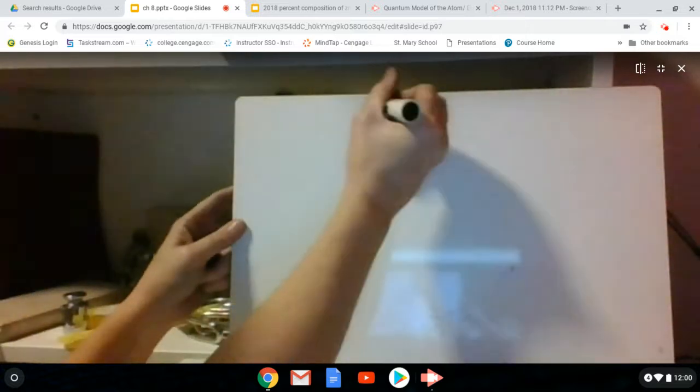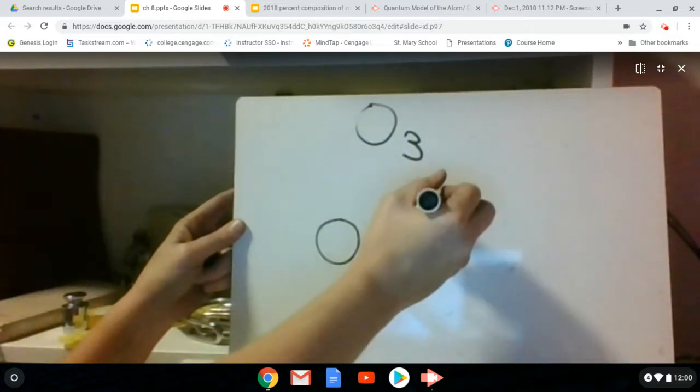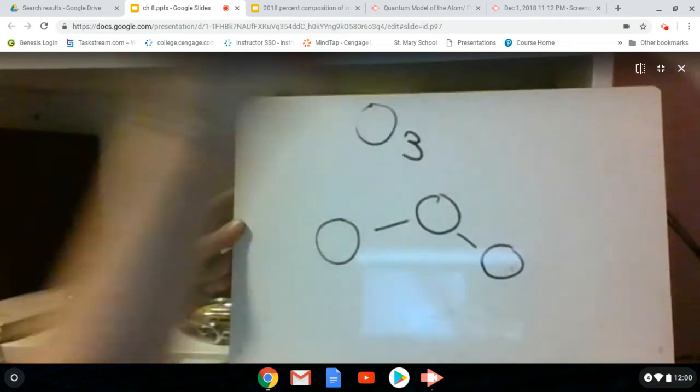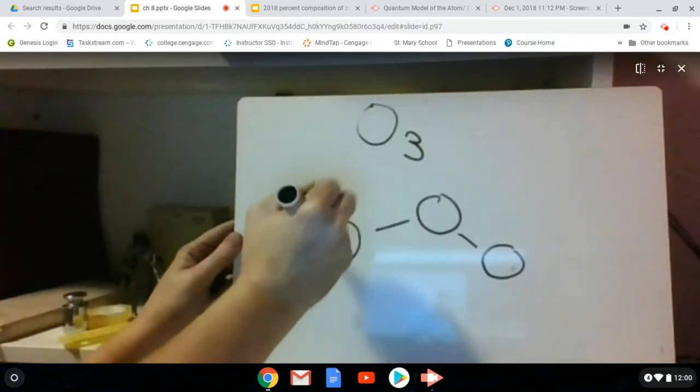Now, what is a resonance structure? A resonance structure means that the electrons can bond in more than one way. Okay, so if we have something like ozone, which is O3, okay, so here we have 3 oxygens. Okay, and then this is the structure of ozone.